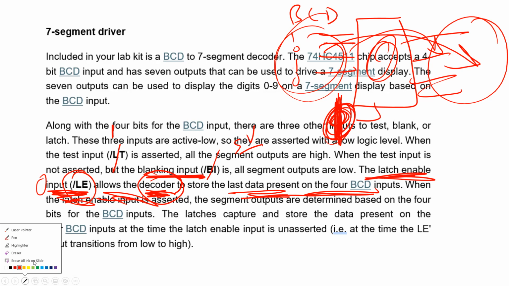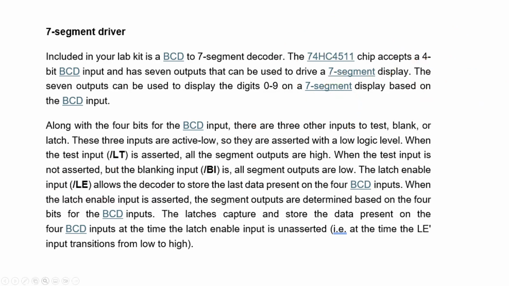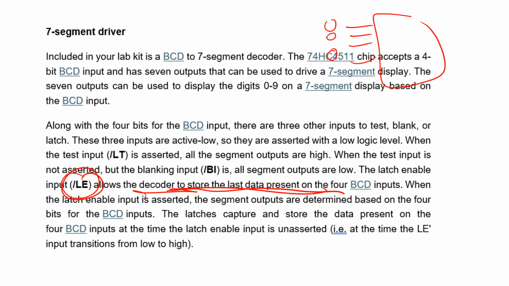It's not clear to me whether it allows the decoder to store the last data present on the 4 inputs, so not the current one. This one here allows you to store the last value. For example, if I put the value 0, 0, 0, 0, and then you latch it, you put 0 here. Once you put 0 here, these values go to the decoder, and then you can see it at the output.